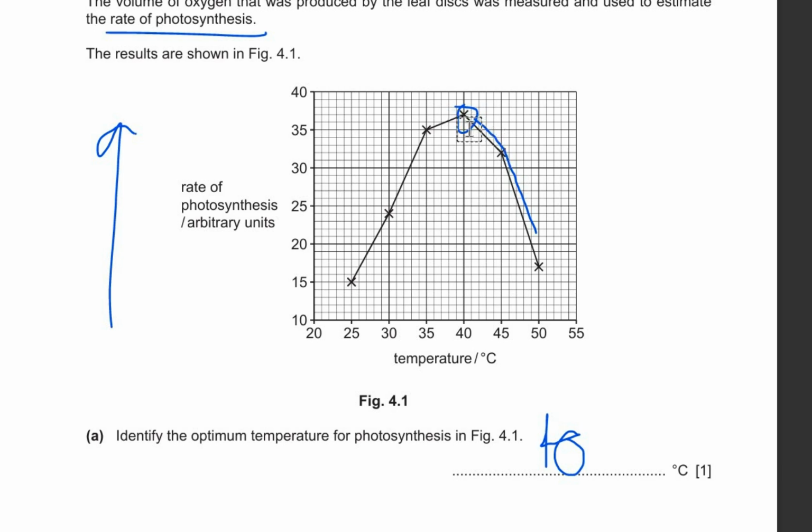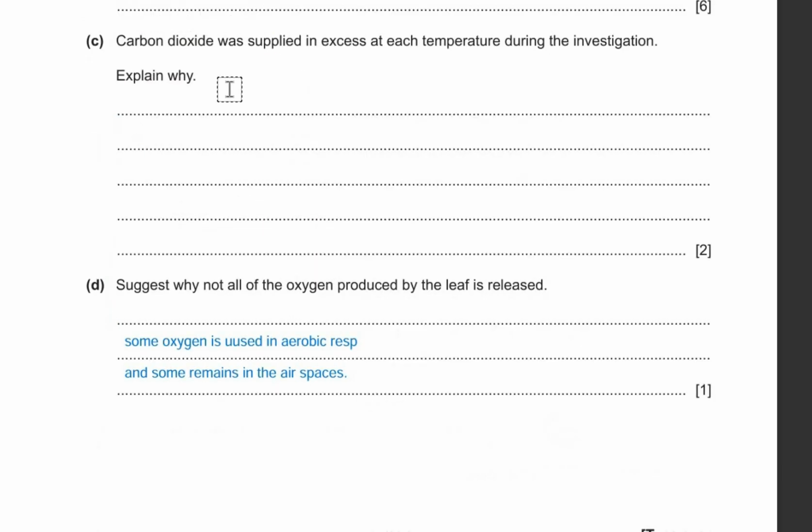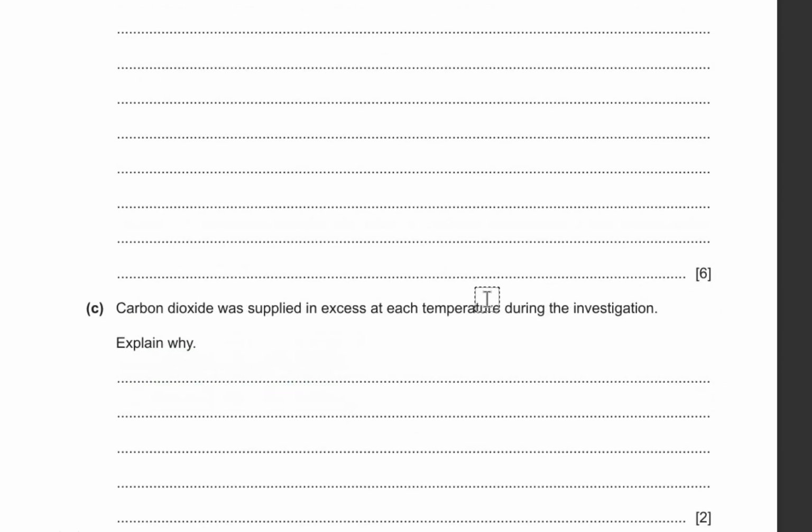After 40 degrees Celsius, what happened? The rate of reaction decreased because the enzyme must have got denatured or started to denature because of the increased temperature. The active site of the enzyme will no longer have a shape complementary to the substrate, so the rate of reaction is decreasing. Alright? This is how we will explain first before 40, then at 40, and then after 40. This was a 6-mark question.